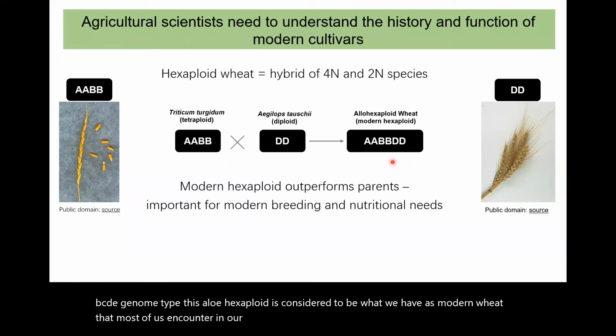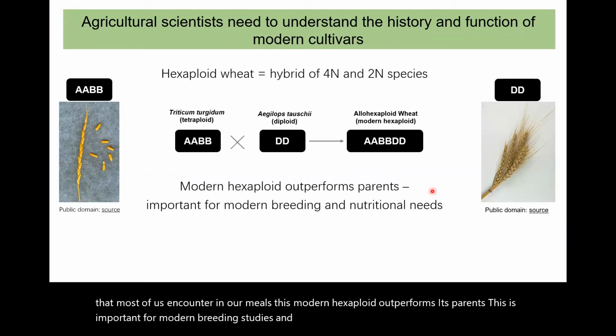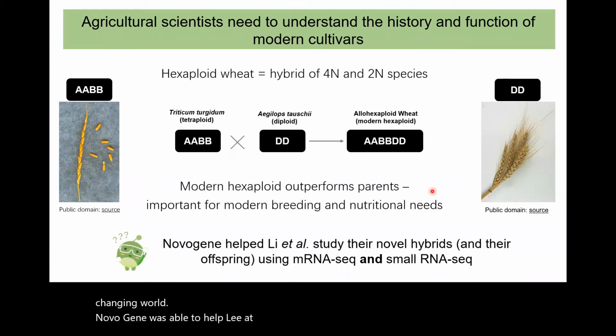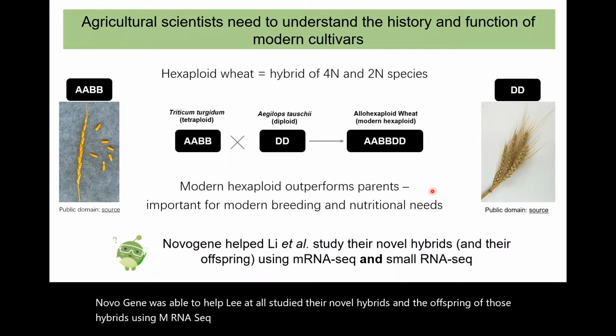This modern hexaploid outperforms its parents. This is important for modern breeding studies and also for understanding the nutritional needs of a changing world. Novogene was able to help Lee et al. study their novel hybrids and the offspring of those hybrids using mRNA-Seq and, interestingly, small RNA-Seq. Let's explore.